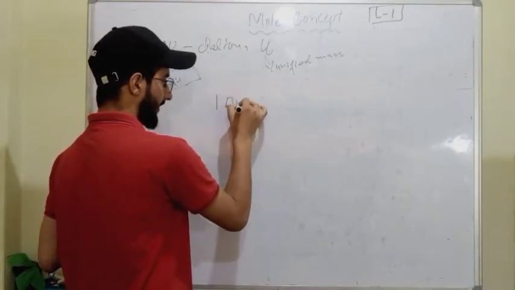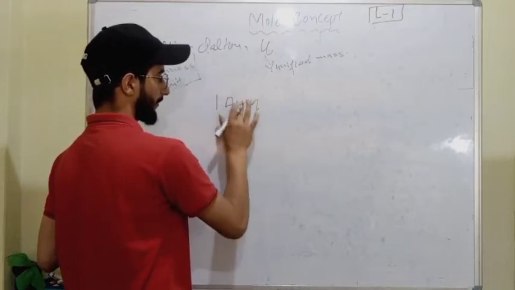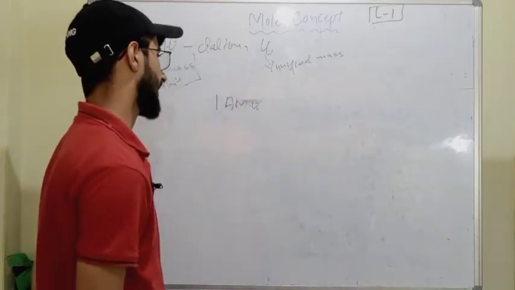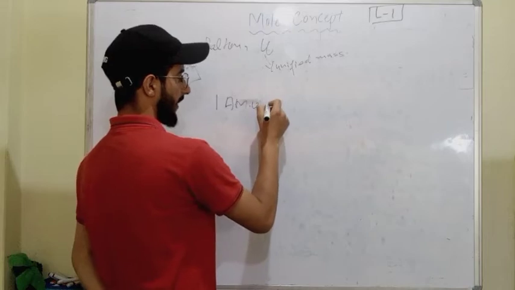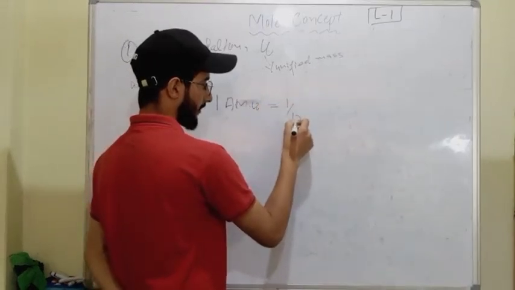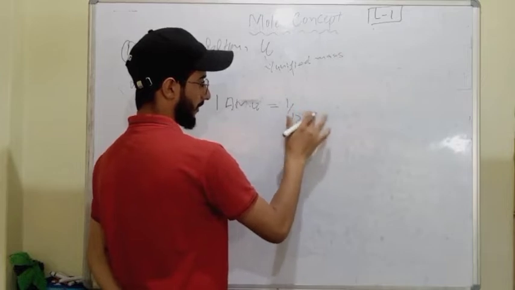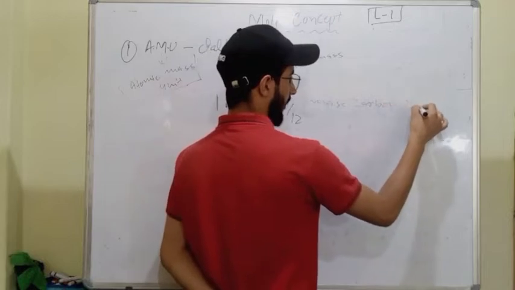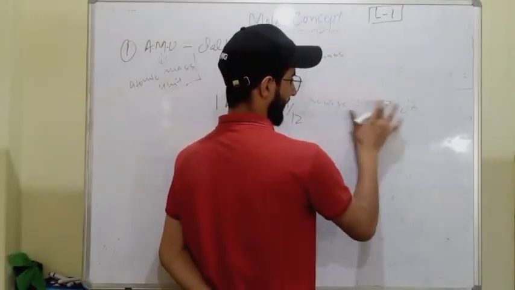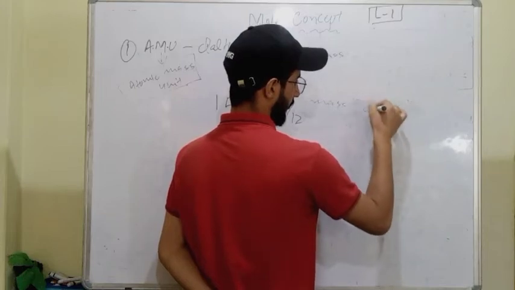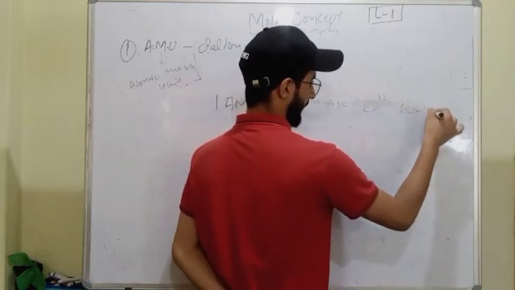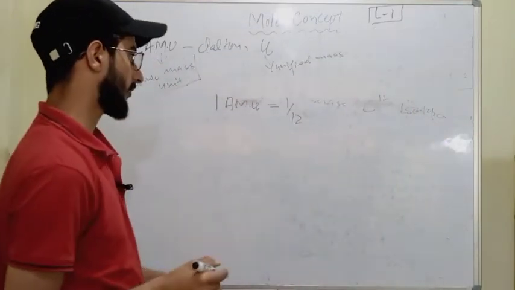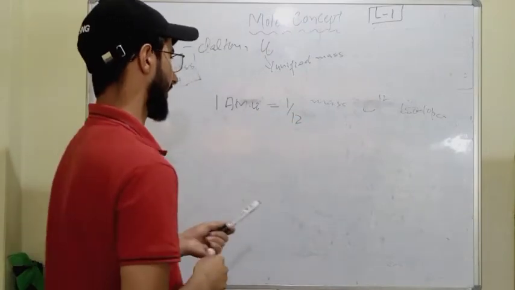1 AMU was calculated, sorry, I wrote it as AUM, it is AMU. It is equal to 1 by 12 the mass of the carbon 12 isotope. I can write it as C12 isotope. So 1 AMU was equal to 1 by 12 the mass of the carbon 12 isotope.